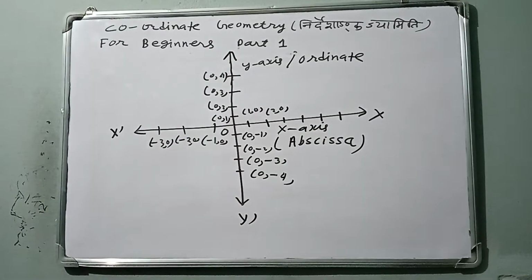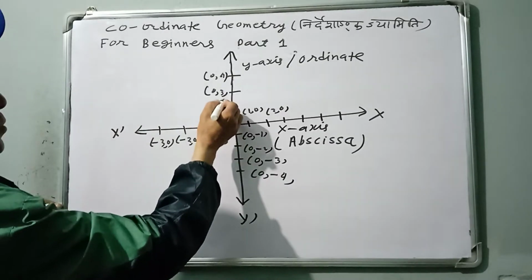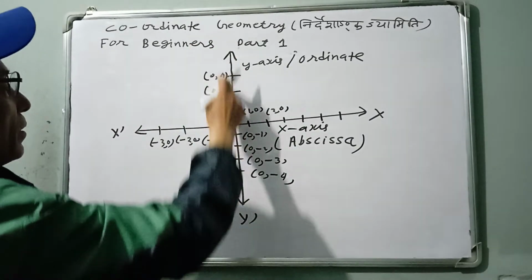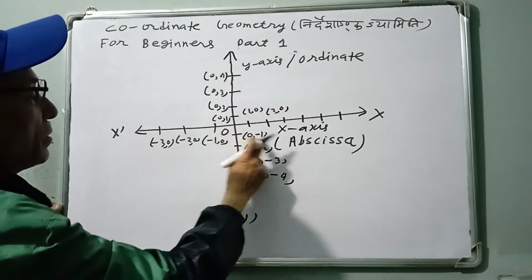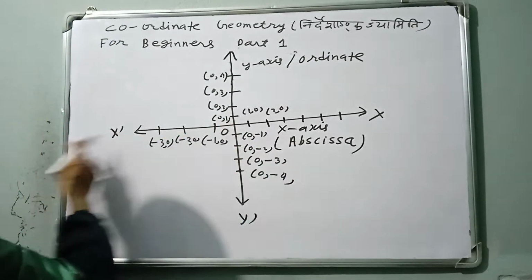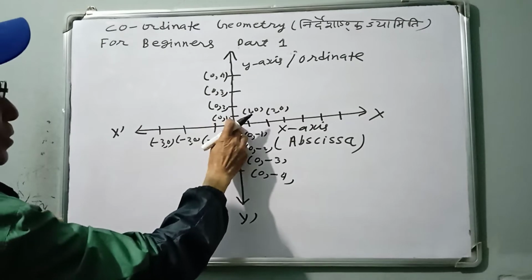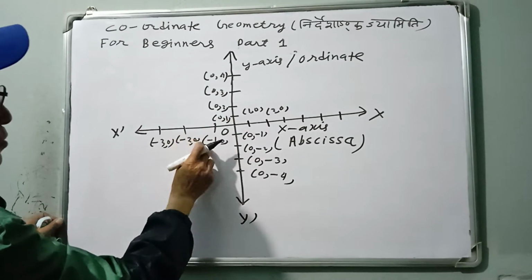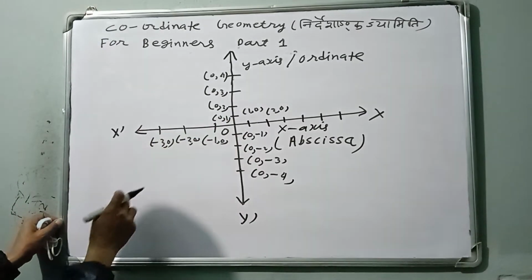First thing, (0,1), (0,2), (0,3), (0,4) are coordinates on the y-axis. Down (0,-1), (0,-2), (0,-3), (0,-4). And left (0,0), (-1,0), (-2,0), (-3,0) and so on.